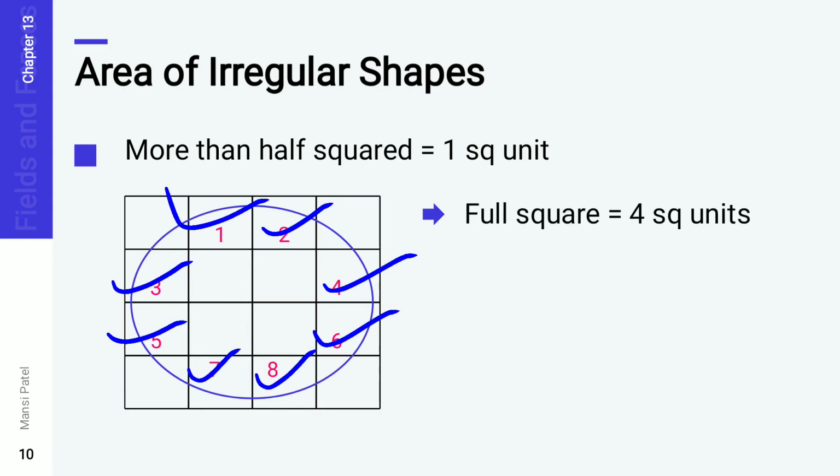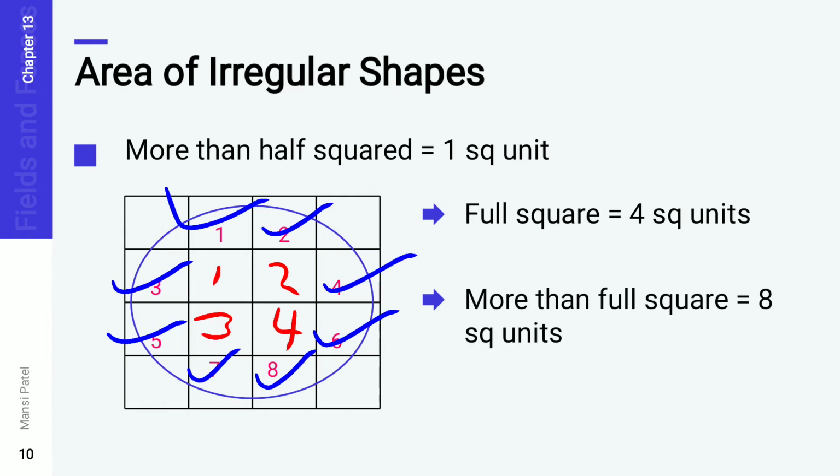So we can say that there are a total of 4 squares which occupy the whole square: 1, 2, 3 and 4. How many full squares are there? 4 full squares are there. Then the more-than-half squares, that is the 8 that we already counted.